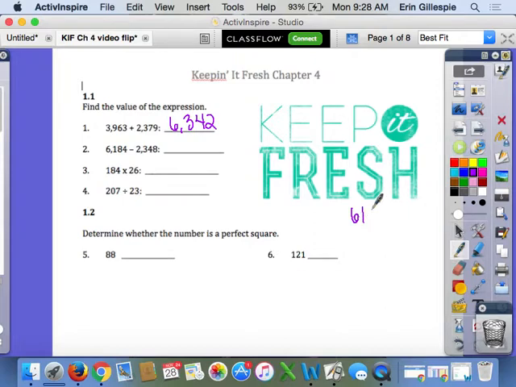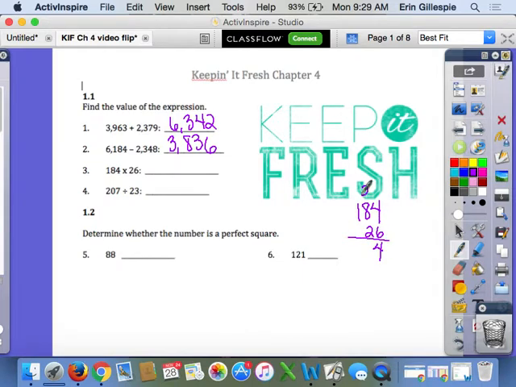So you've got 6,184 minus 2,348. Can't take 8 away from 4, so we need to borrow from this 8 and make it a 7. Make this a 14. 14 minus 8 is 6. 7 minus 4 is 3. I can't do 1 minus 3, so I'm going to borrow from the 6. Make this 11. 11 minus 3 is 8, and 5 minus 2 is 3. So 3,836.